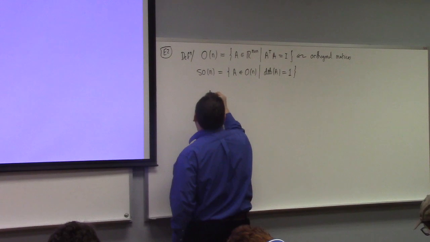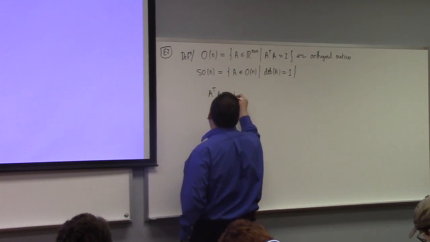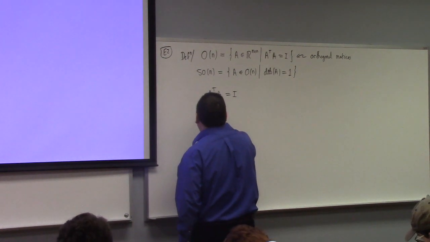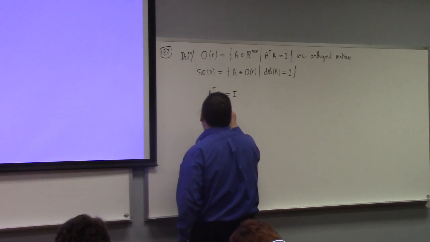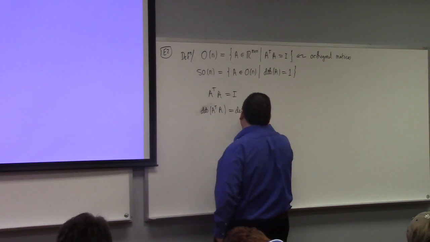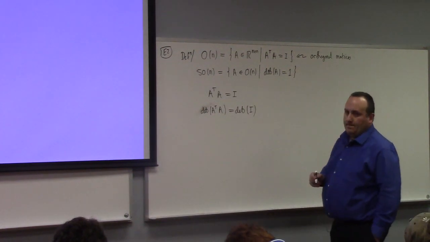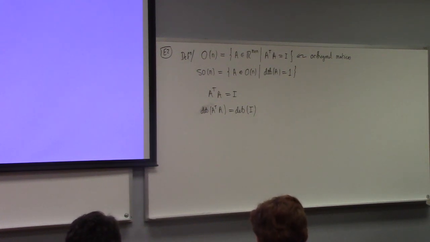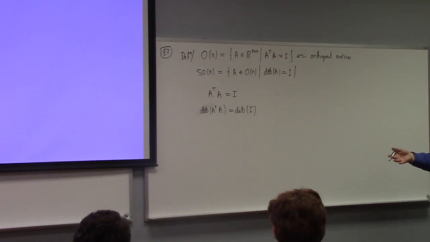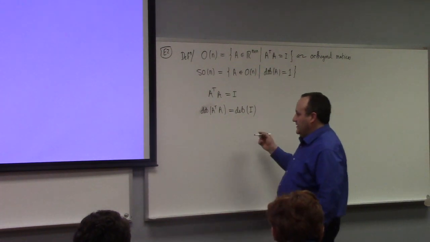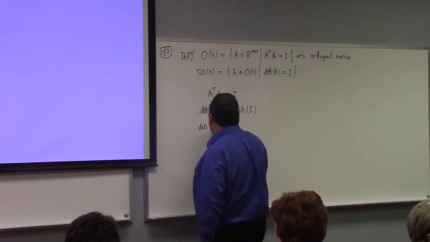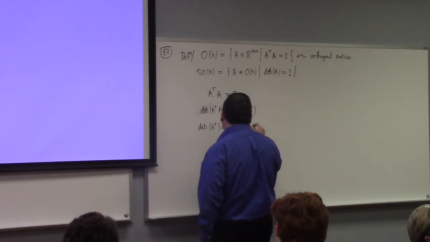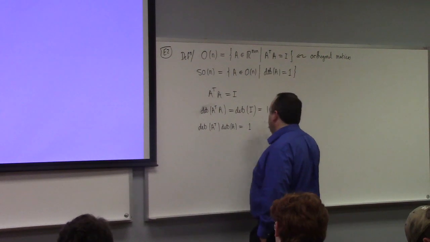If you've got A transpose A equal to the identity, and we take the determinant of that, what happens? We've got the determinant of A transpose A equals the determinant of I. So we do a product of the determinants. The determinant of the product is a product of the determinants, right? So this gives me the determinant of A transpose times the determinant of A is equal to 1, because the determinant of I is 1, right?